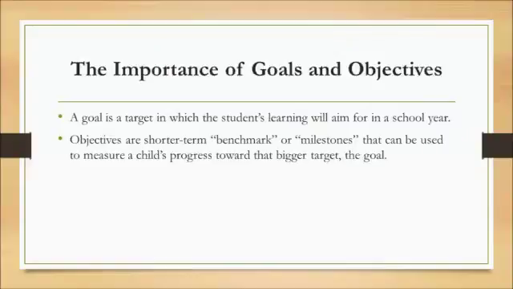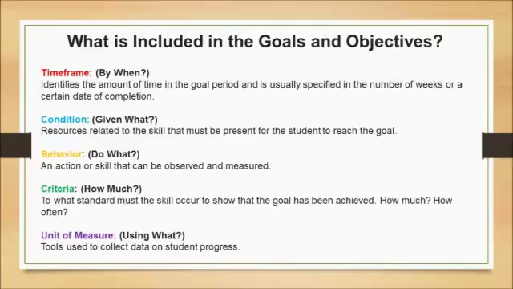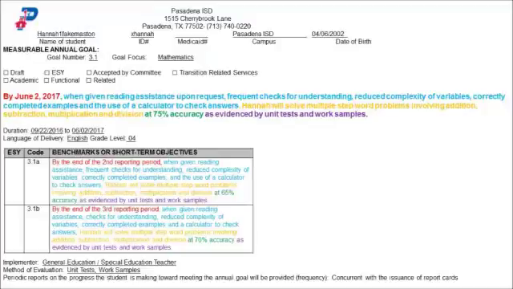A goal is the target in which the student's learning will aim for in the school year. Objectives are shorter-term benchmarks or milestones that can be used to measure a child's progress toward the bigger target, the goal. What is included in the goals and objectives? The time frame, by when; condition, given what; behavior, do what; criteria, how much; and the unit of measure, using what. We will discuss each section shortly. Here is an example of an IEP goal and objective, color-coded for each section.